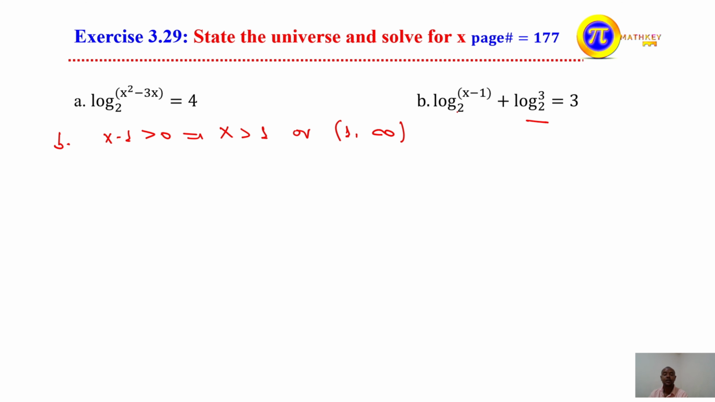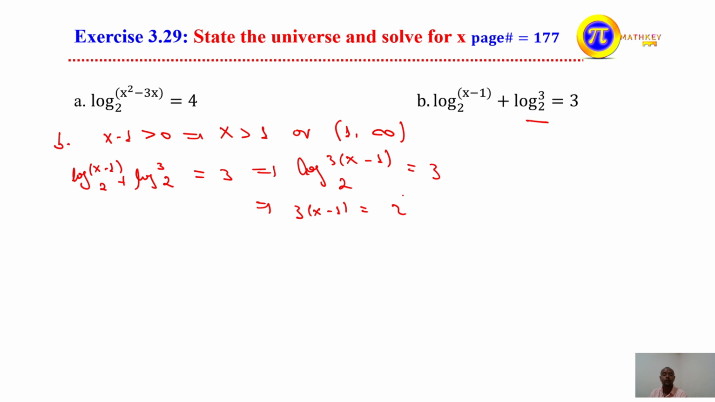After that, we will try to express this one. This is the sum of two logarithms. If it is a sum, we can take it as a product. This means log of x minus 1 in base 2 plus log of 3 in base 2 is equal to 3. Which implies we take the product since it is a sum, with the same base: log of 3 times x minus 1 in base 2 is equal to 3. After this, we express it in exponent form, which implies 3 times x minus 1 is equal to 2 to the power of 3.